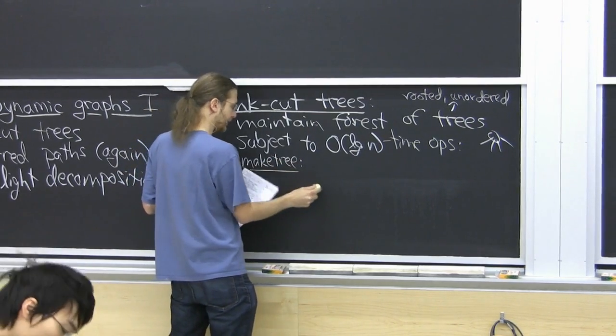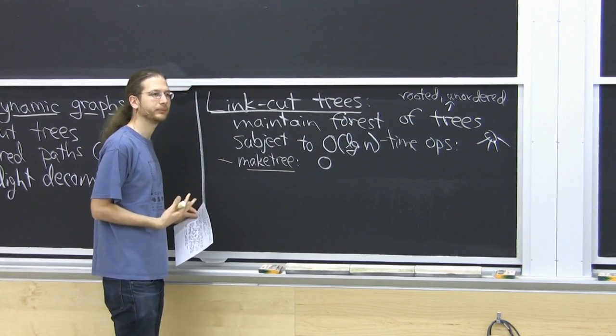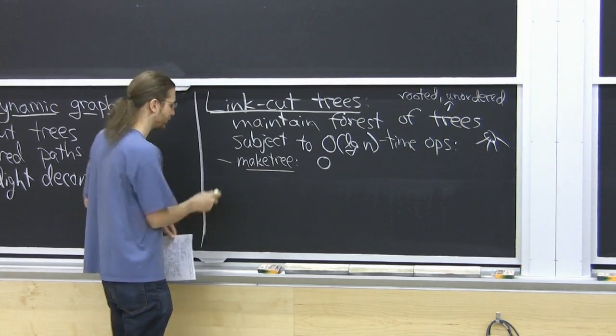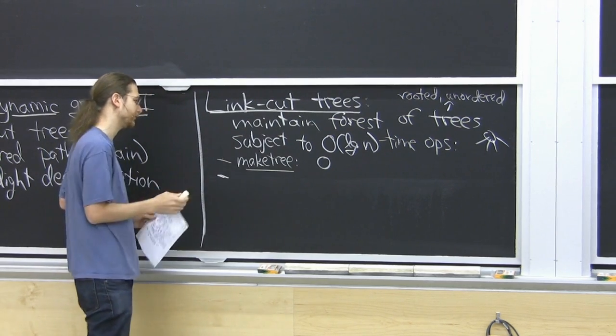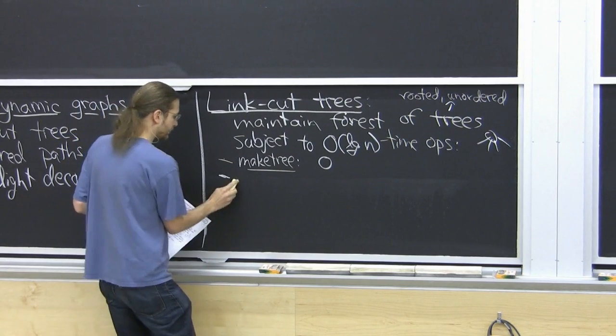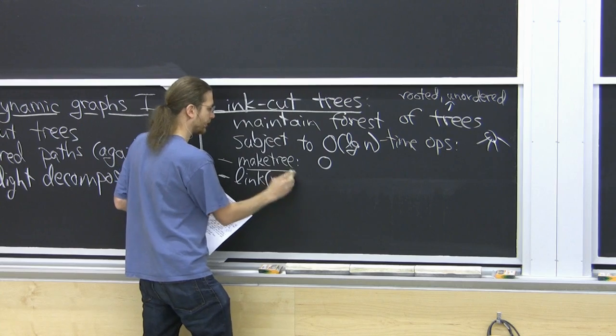So we have some kind of getting started operation, make tree. This is going to be make a new vertex in a new tree, return it. So this is how you add nodes to the structure. And we're not going to worry about doing deletions. Once you add something, it stays there forever. Though you could do that. It's no big deal. You could throw away a tree.